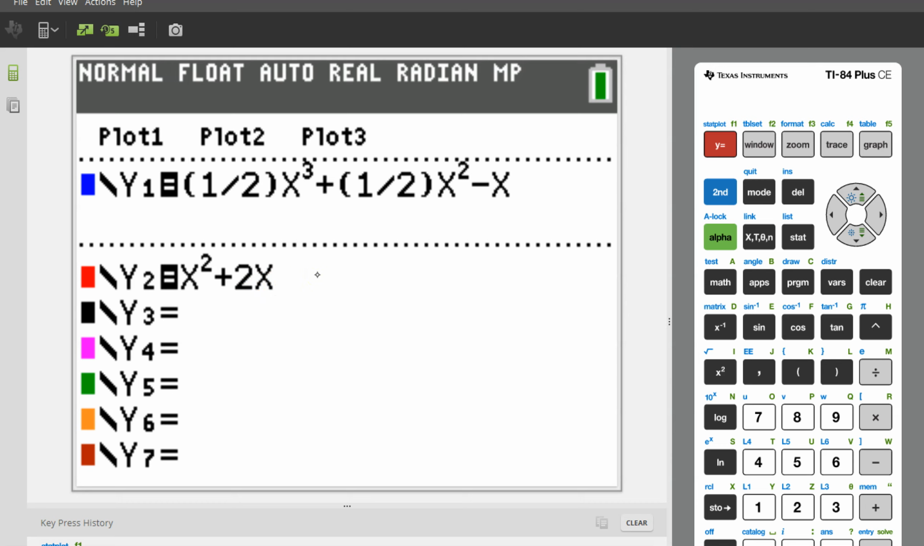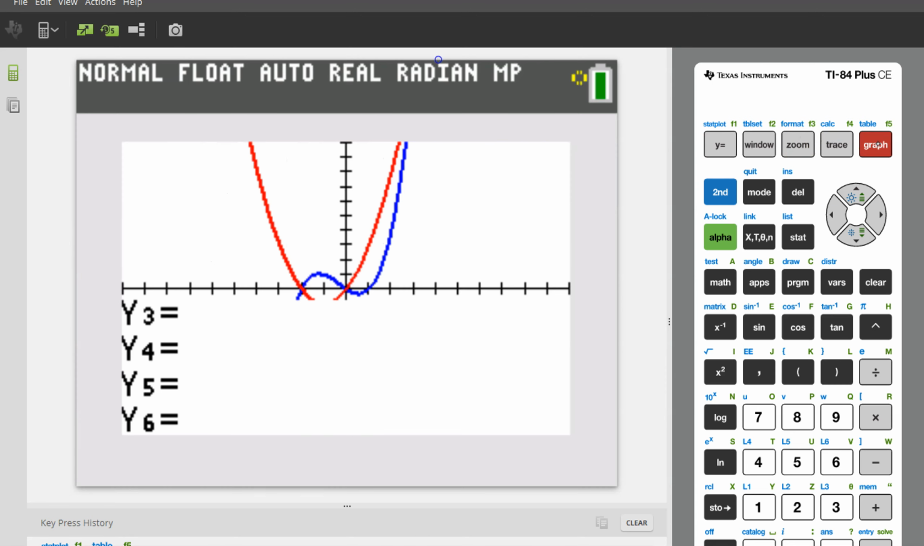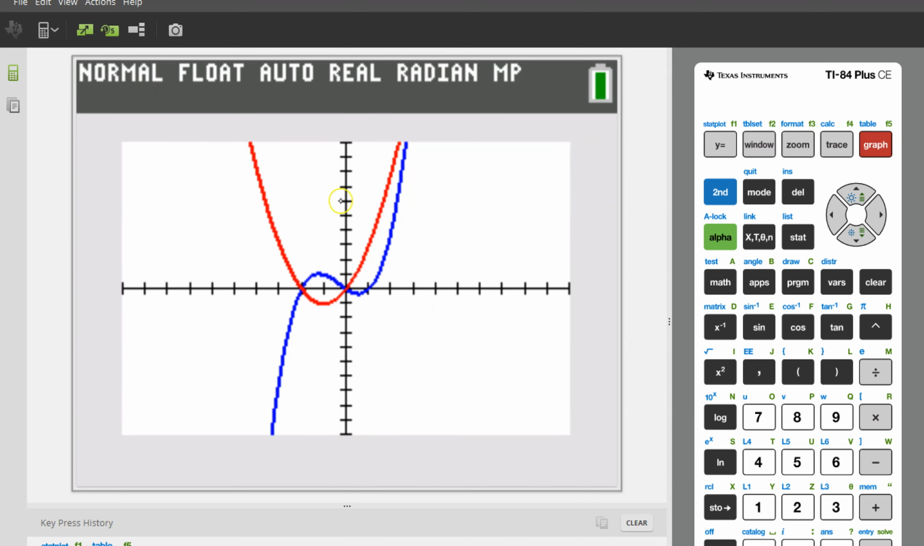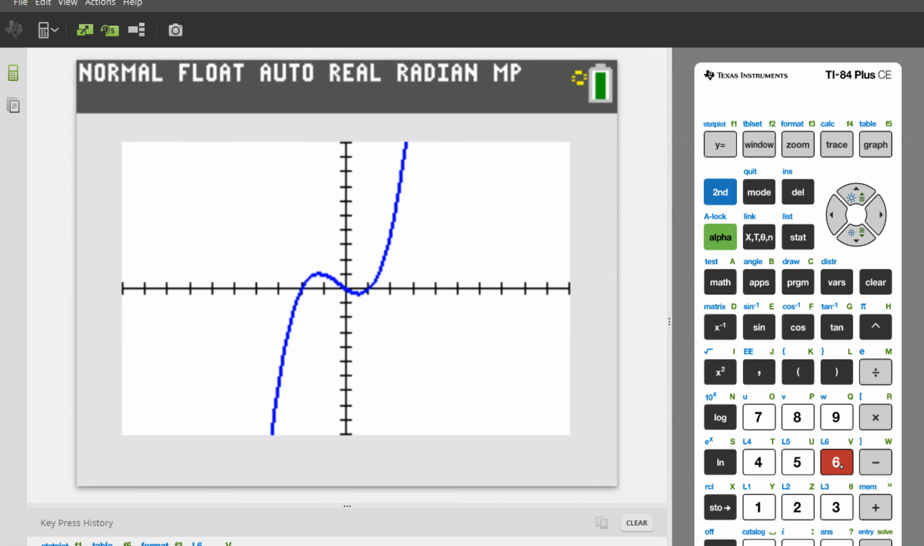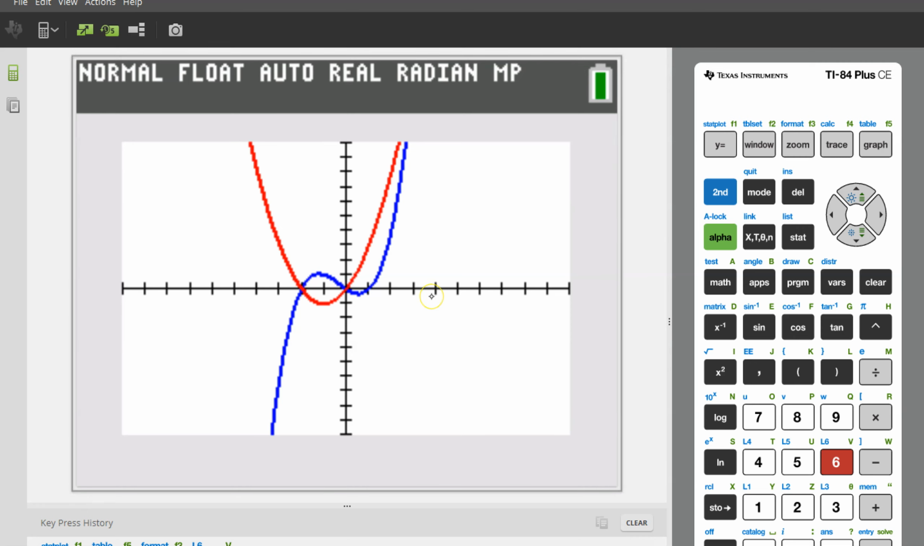And then here's what I want you to do. If you press graph, your window might not look like this. Like it might not show you the exact same graph. So what I want you to do is press zoom and then 6, zoom 6. That's going to basically set you up to have a window from -10 to 10 on your x and y axis. Cool, so it just gets you to the normal zoom.